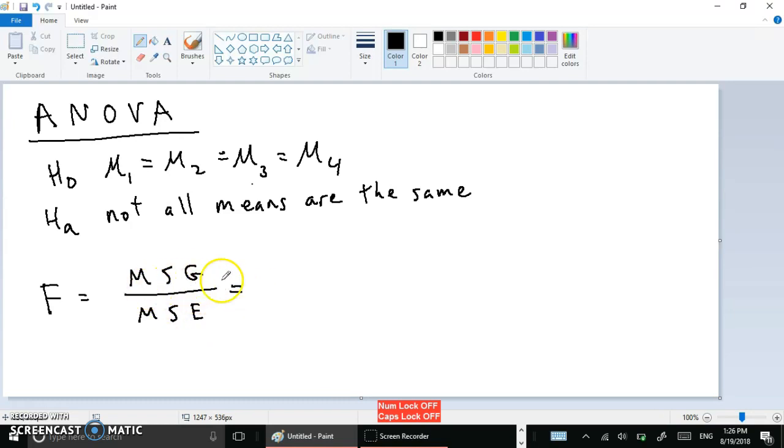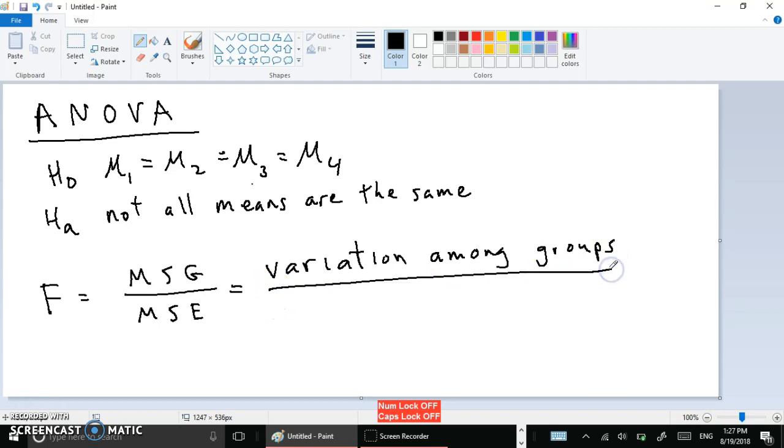The mean square of the groups is basically the amount of variation you have among the groups. The variation, I guess, of the sample means. And I'll get more detail in a minute here. And that's divided by the variation within the groups.